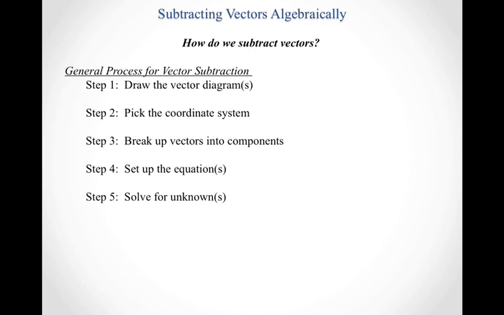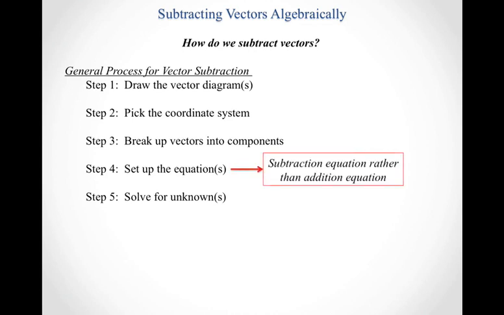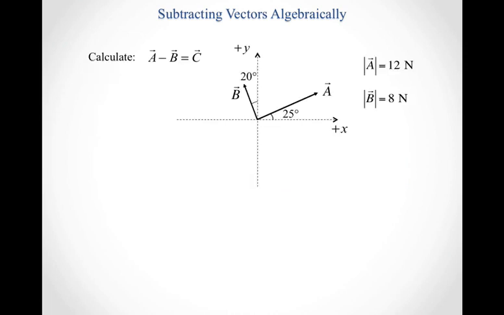The real fundamental difference between these two processes is that in step 4, instead of setting up an addition equation, we're going to set up a subtraction equation. That sounds trivially simple, but as we'll see in a second when we look at an example, we just have to make sure that we take care of all the minus signs in the problem. So let's look at an example.